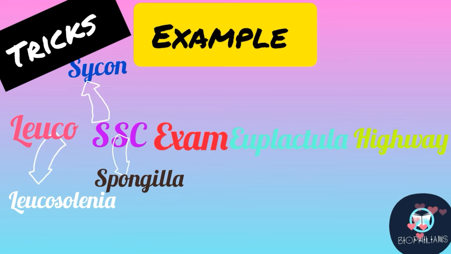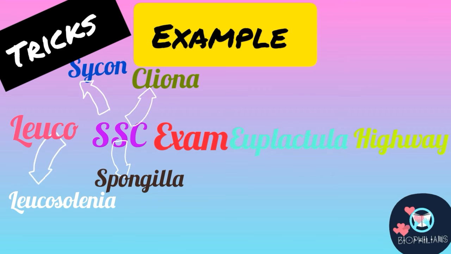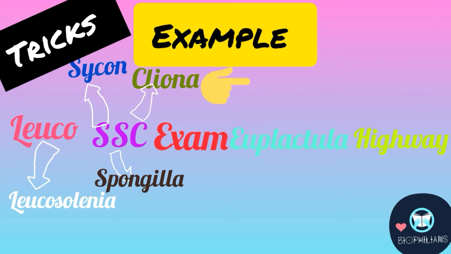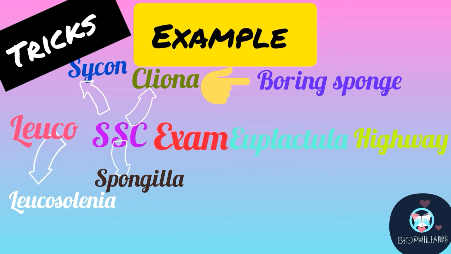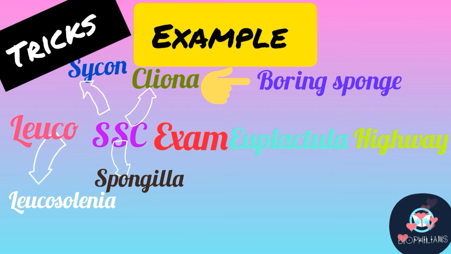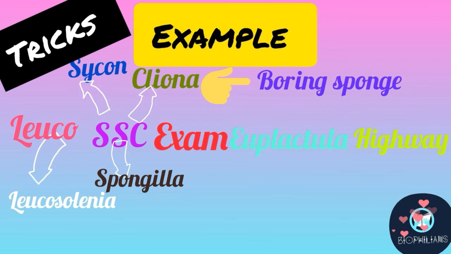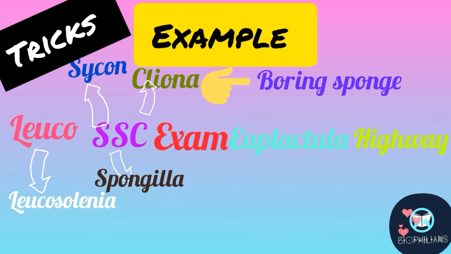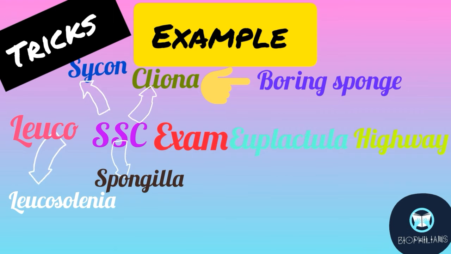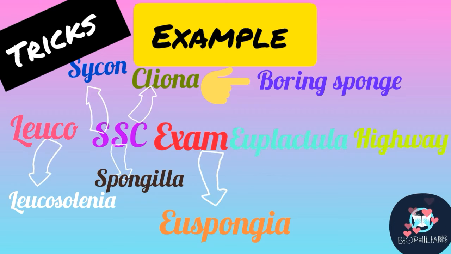Sycon, Spongilla, and C for Scypha. Its common name is boring sponge. Scypha is the boring sponge. So Leuco is Leucosolenia, S for Sycon, S for Spongilla, C for Scypha. Exam: she has to go for the exam. Exam stands for Euspongia.